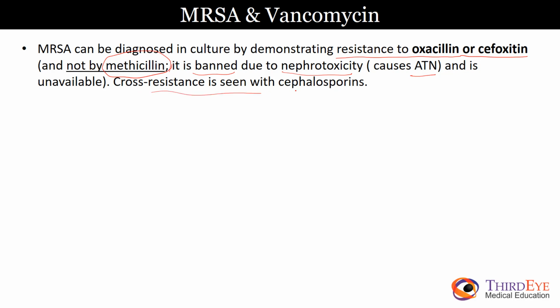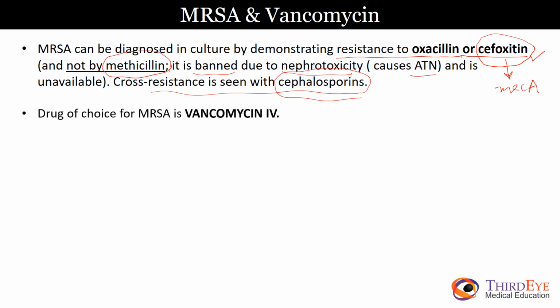Cross resistance is seen with cephalosporins, which is why nowadays cefoxitin is used to diagnose MRSA. Now, cefoxitin is a second generation cephalosporin, and this is now found to be superior to oxacillin because it induces the formation of mecA more than oxacillin.